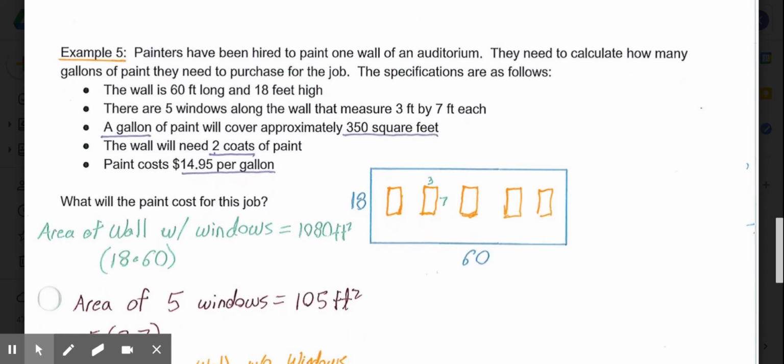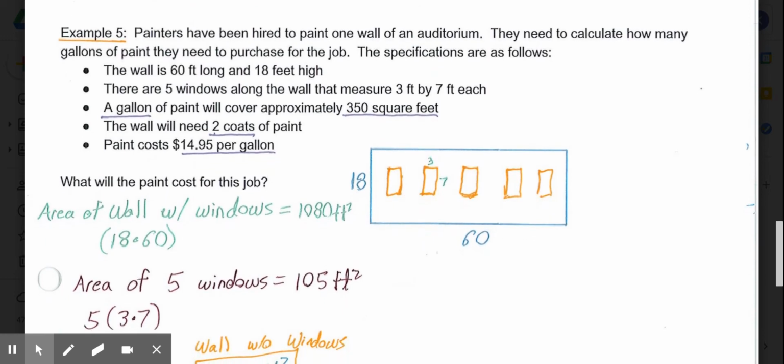Then we get example 5, word scenario. It says, painters have been hired to paint one wall of an auditorium. They need to calculate how many gallons of paint they need to purchase for the job. The specifications are as follows. So the wall is 60 feet long and 18 feet high.